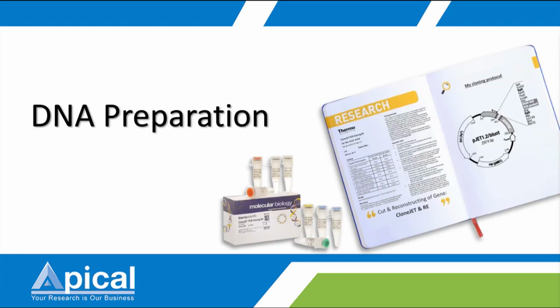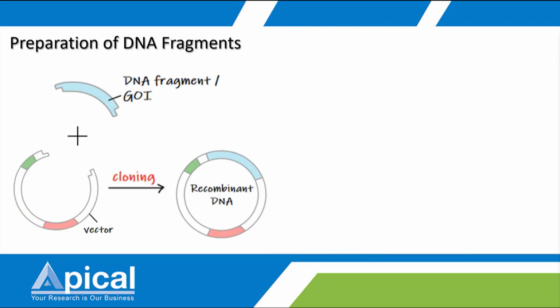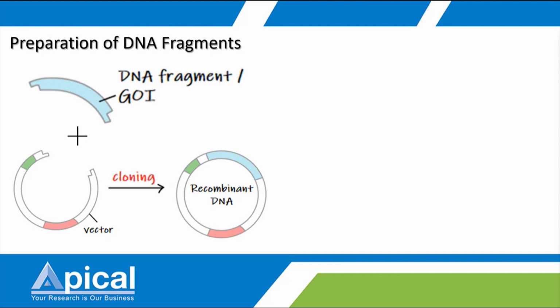Okay, so after you have chosen your vector, we'll go into the first step of the cloning, the DNA preparation step. Basically, this is to prepare the insert for cloning. In this step, you need to generate a DNA fragment, or the insert, that has a compatible end that allows you to ligate it to the vector, which also has a compatible end.